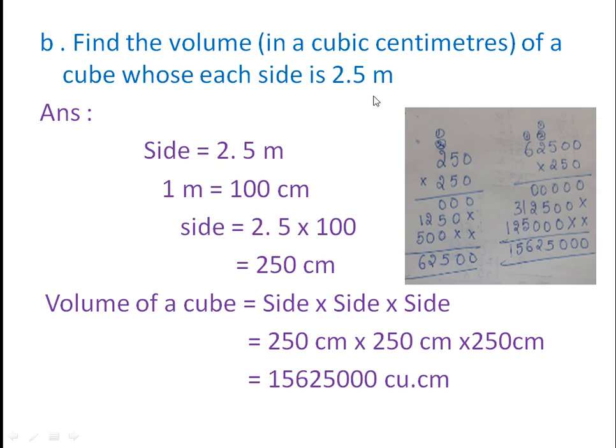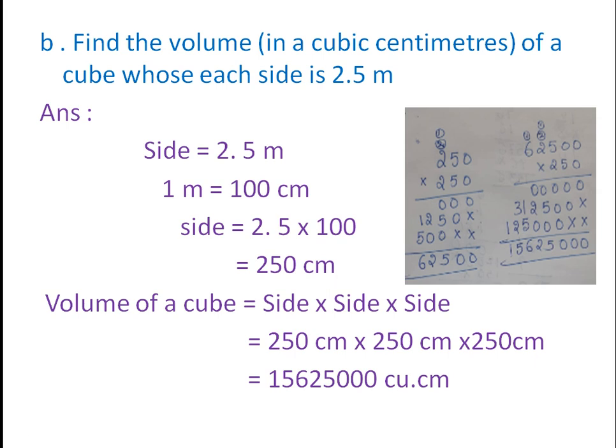Okay, now write down the, see here, our side is 2.5 meters. This side value is in meters. We convert the meters into centimeters because we want the cubic centimeters as the answer. That's why we convert the meters into centimeters. See here, write down the statements like this. Side is equal to 2.5 meters and 1 meter is equal to 100 centimeters. We already know this one. And convert this one, side is equal to 2.5 multiplied with 100. We get 250 centimeters.